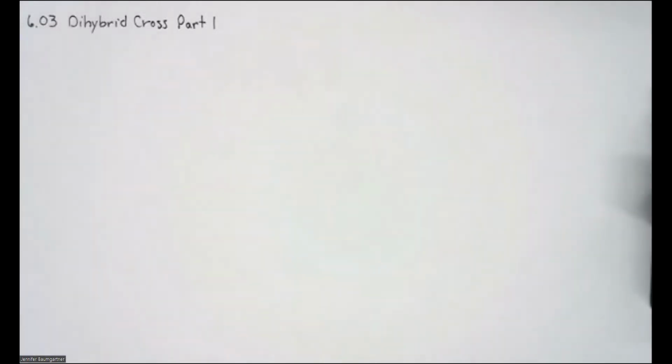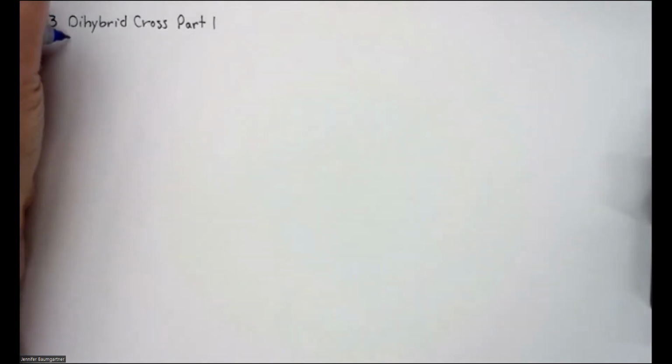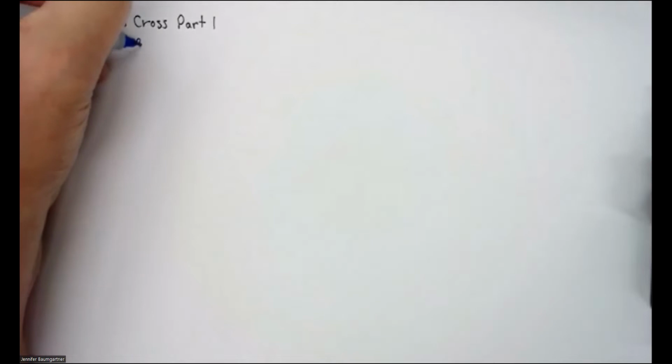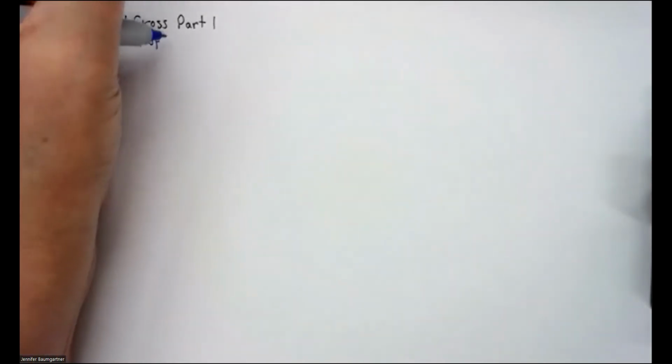All right, guys, this is the first of two parts on dihybrid crosses. So what do we mean when we say a dihybrid cross? A dihybrid cross is when we're going to look at inheritance of two traits. So a dihybrid cross is inheritance of two traits.